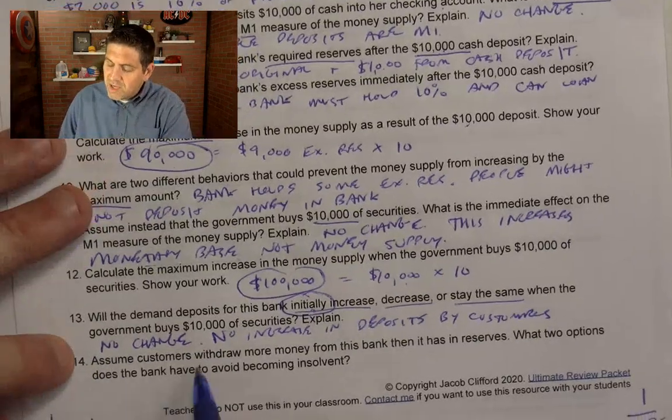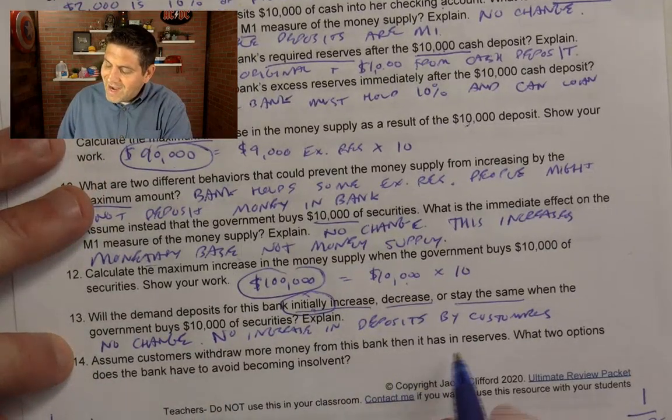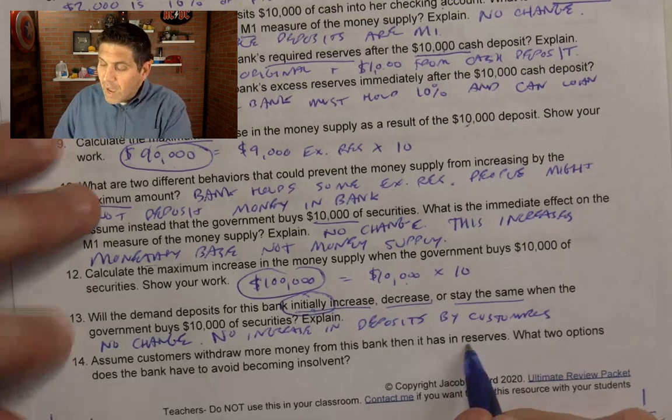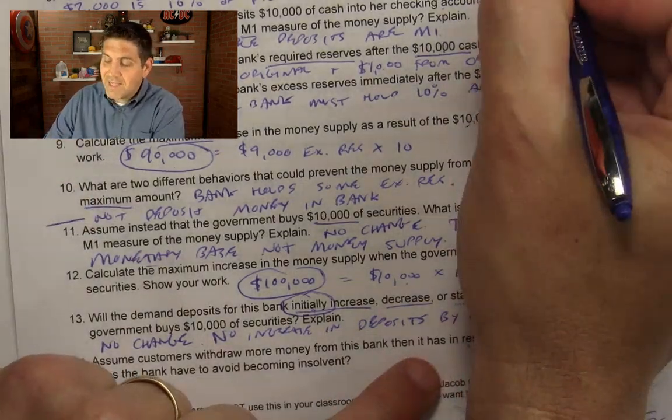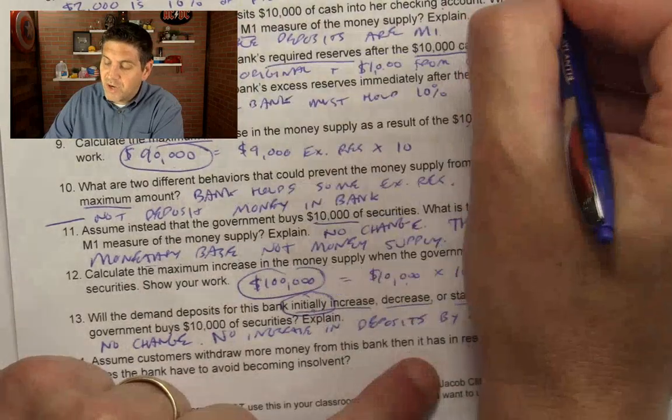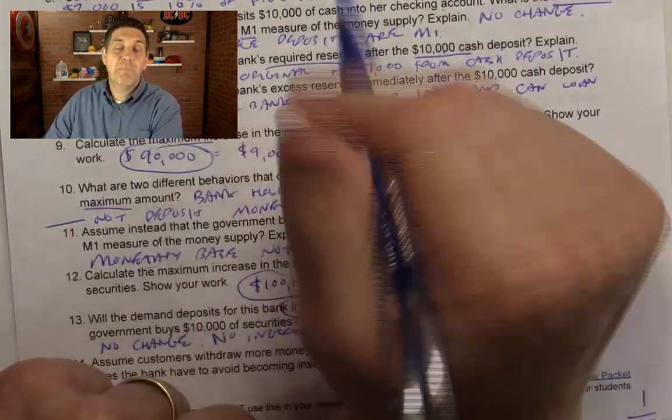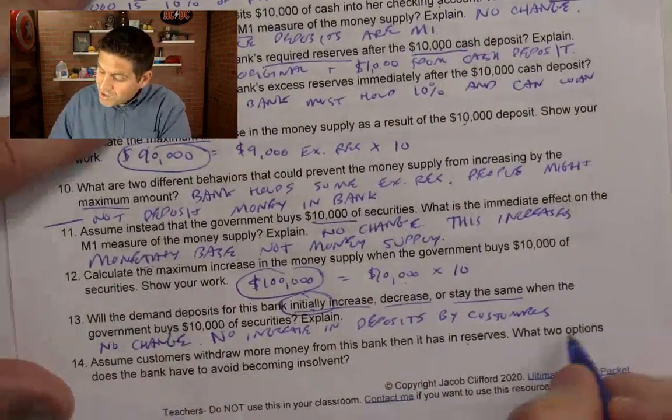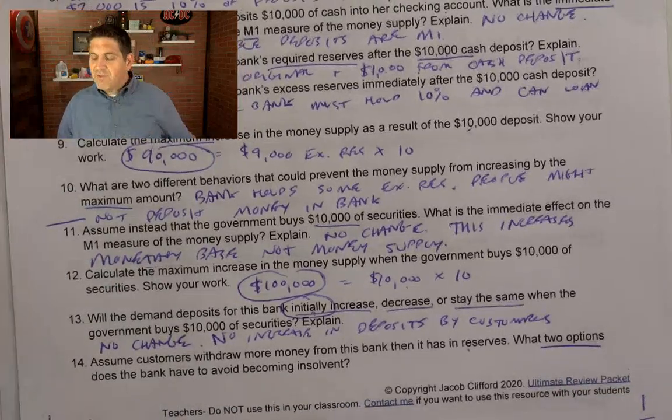Last one, assume customers withdraw more money from this bank than it has in reserves. So now we're assuming that someone's coming in and saying, listen, they only have a certain amount of money in reserves. I want $15,000, please, and they take their money out. What two options does this bank have to avoid becoming insolvent?